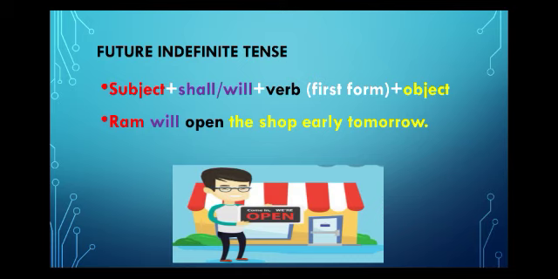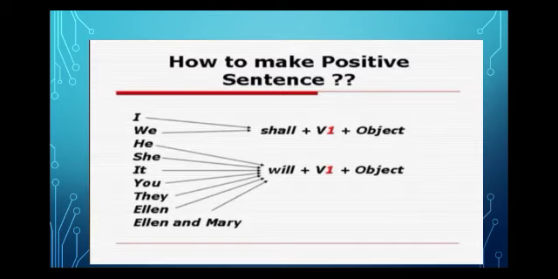Now look at the sentence to understand this structure better. Okay, Ram will open the shop early tomorrow. In this sentence, Ram is our subject and we have selected the helping verb will, then open is the first form of the verb and Ram will open what? The shop. So the shop is the object that I have added and early tomorrow is the time expression that is used.